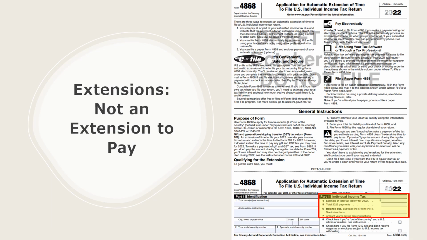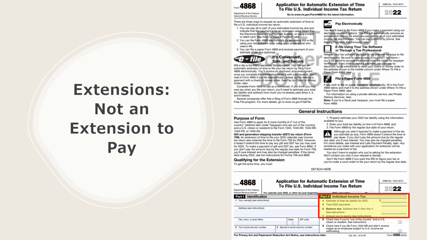So then let's talk about extensions. Taxpayers are given an automatic extension of 6 months to file their return. They do have to file Form 4868 to claim this extension. If they just don't file, then there is a penalty associated with that, and it's a little steep. So if our taxpayers want an extension, they need to be filing this form.